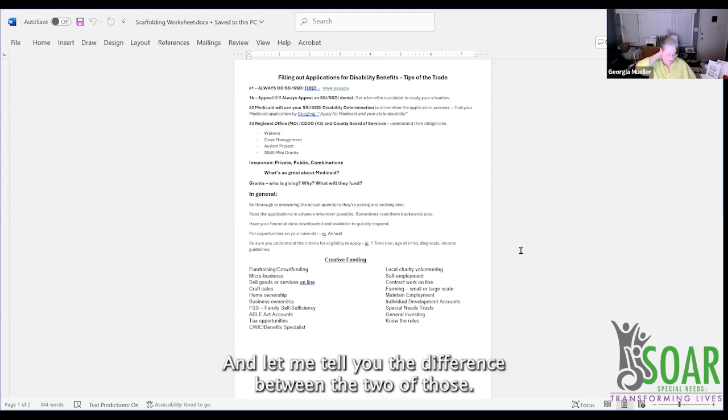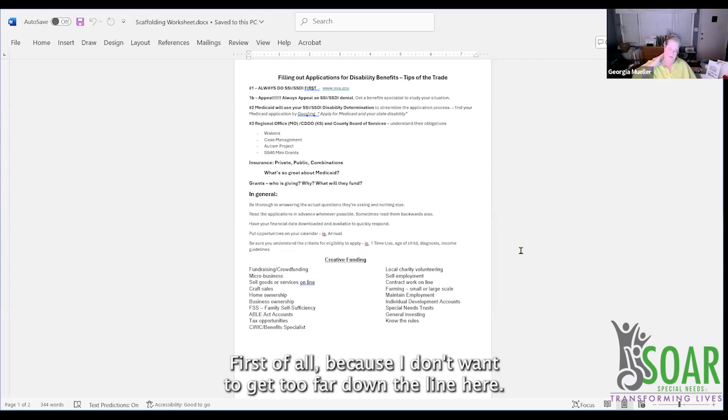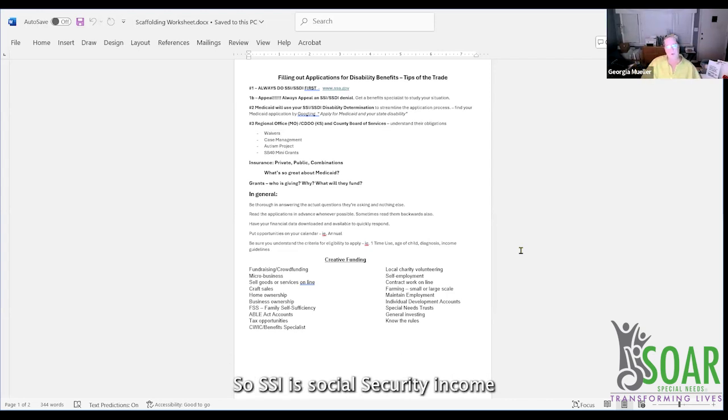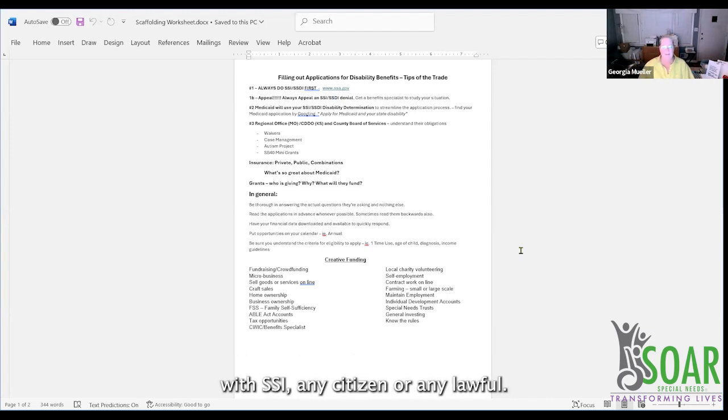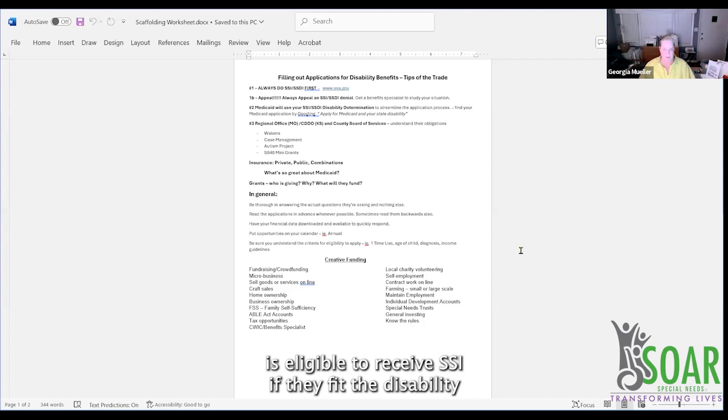And let me tell you the difference between the two of those, first of all, because I don't want to get too far down the line here. SSI is supplemental security income. SSDI is Social Security disability insurance. With SSI, any citizen or any lawful person in our country is eligible to receive SSI if they fit the disability and income and asset criteria.